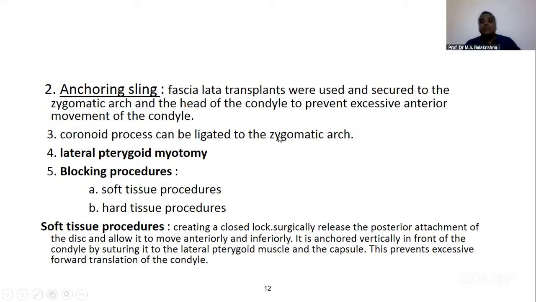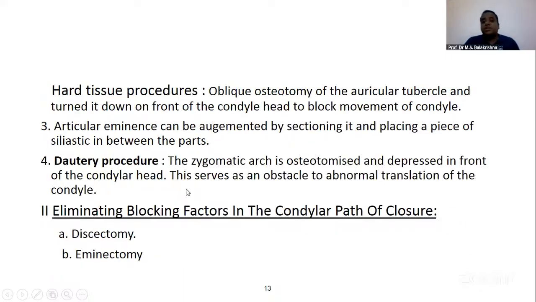Coronoid process can be ligated with the zygomatic arch also. That is called Dautrey procedure. Lateral pterygoid myotomy and some blocking soft tissue and hard tissue procedures are there. So Dautrey procedure, which I told you, is very important. The zygomatic arch is osteotomized and is depressed in front of the condylar head. You have the condyle, the zygomatic arch is broken a little and kept below the condylar head, so the condyle will not glide above that. Dautrey procedure.